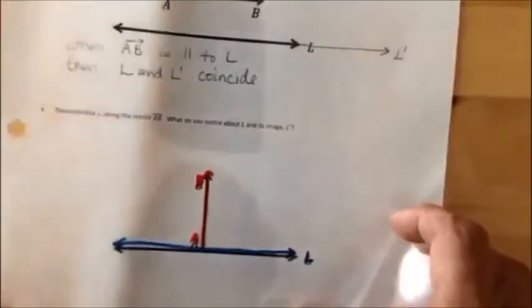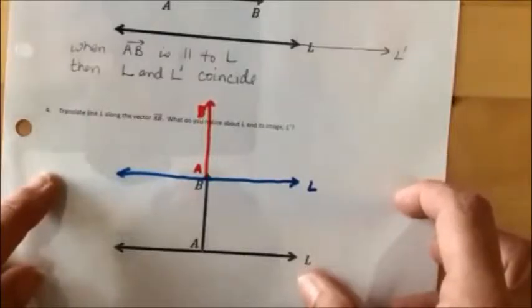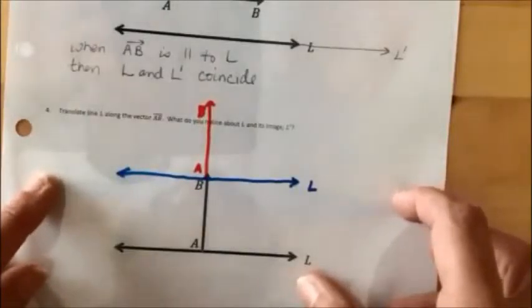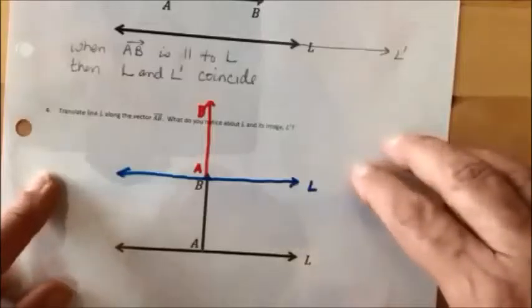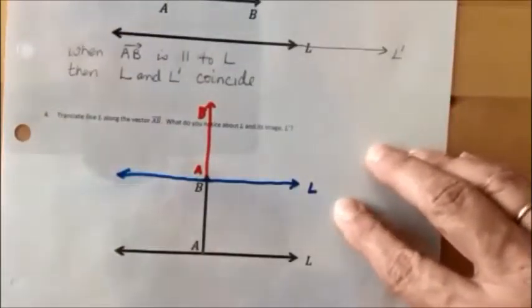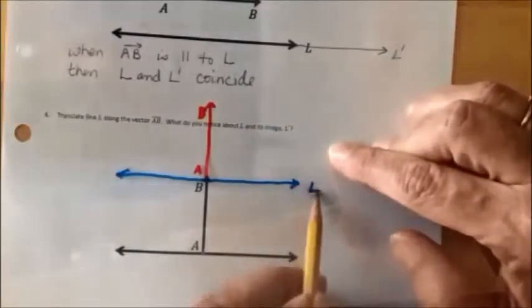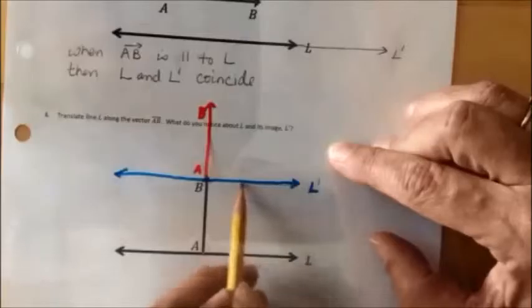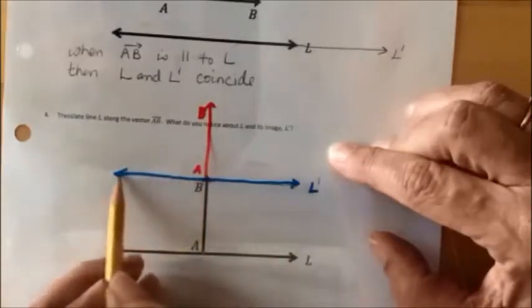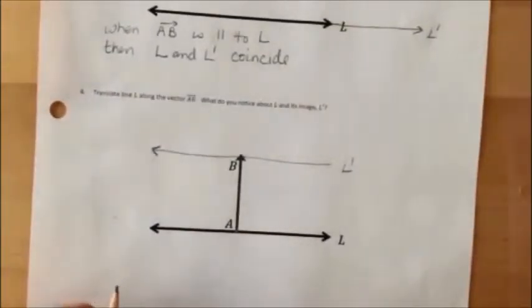I'm going to slide my overhead up so that my starting point becomes my ending point, matches up to the ending point. All right, so now the image of that line is right up here. So this is L prime, and I'll trace it right here. L prime.